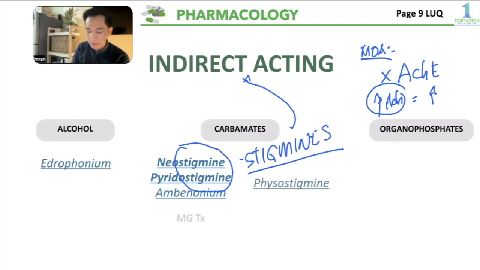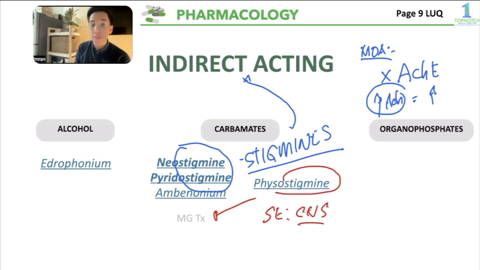So myasthenia gravis treatment. We also have this physostigmine. Before, this is used for the treatment of myasthenia gravis. However, one of the side effects of your physostigmine is CNS toxicity. Nagkakaroon sila ng CNS toxicity kaya hindi na siya ginagamit ngayon. And sometimes it can be used for the treatment of atropine poisoning, okay? So it's used for the treatment of your atropine poisoning.